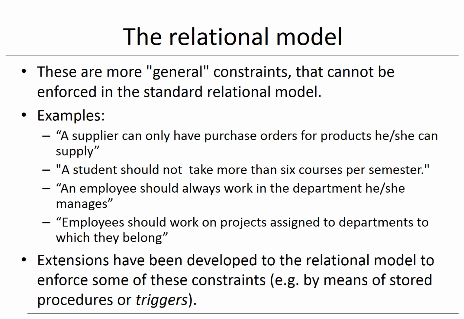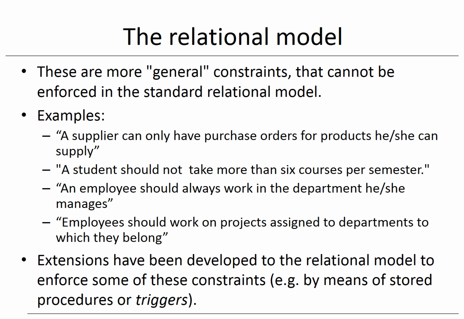Just as with the other data models we discussed before, also the relational model has its shortcomings. More specifically, there are some more general constraints that cannot be enforced in the standard relational model. Examples are: a supplier can only have purchase orders for products he or she can supply. A student should not take more than 6 courses per semester. An employee should always work in a department he or she manages. Employees should work on projects assigned to departments to which they belong.